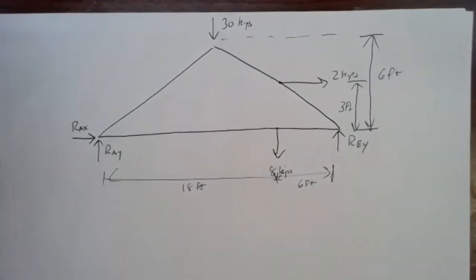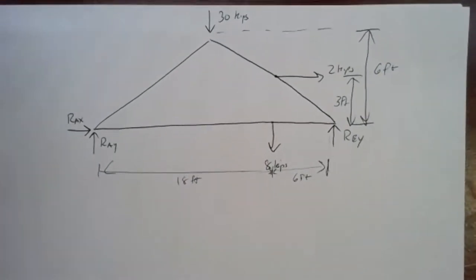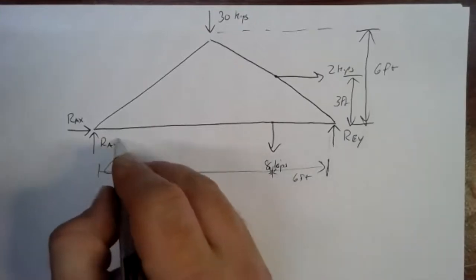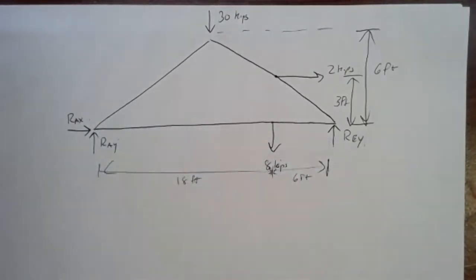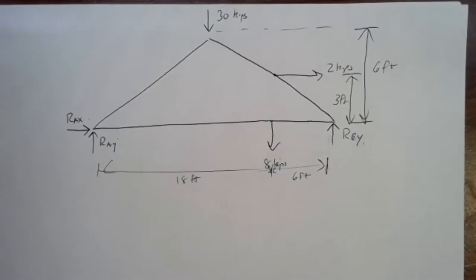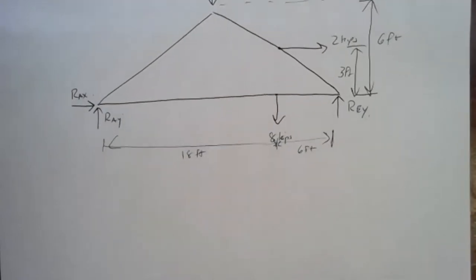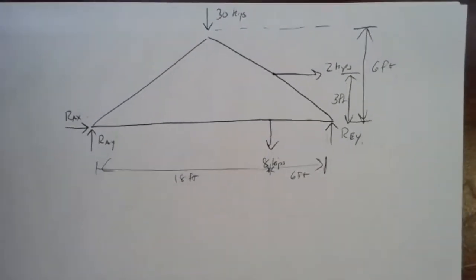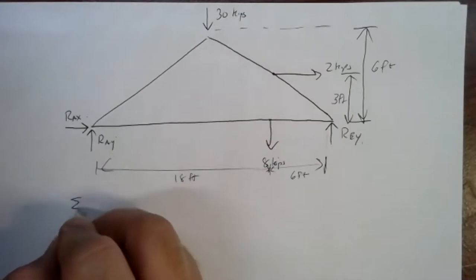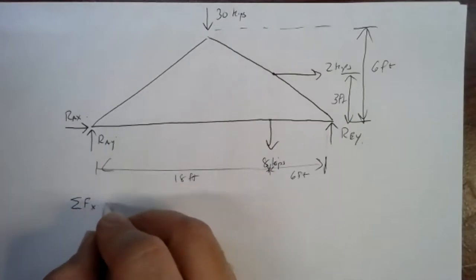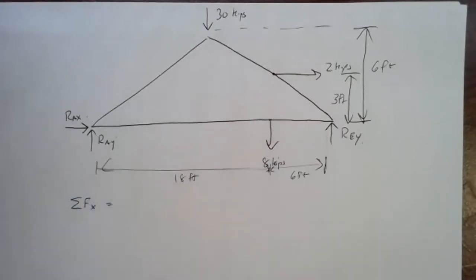So there we go. So there's the external problem. 3 unknown forces, RAX, RAY, and REY. Fortunately, though, nothing we have to break up in terms of sines and cosines. So we can just do our sum of forces in the x direction, sum of forces in the y direction, and sum of moments about a point. So let's go for the x direction forces.